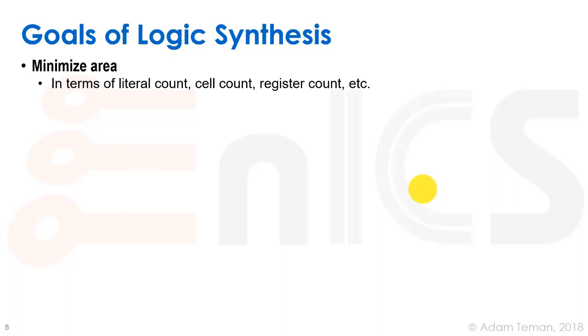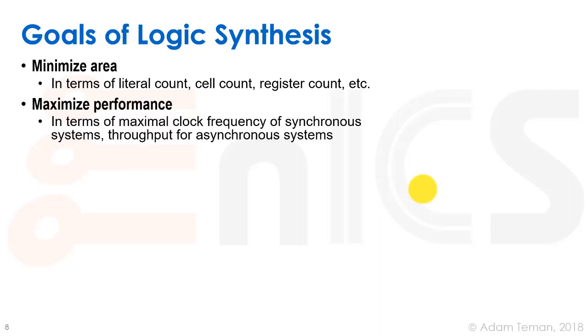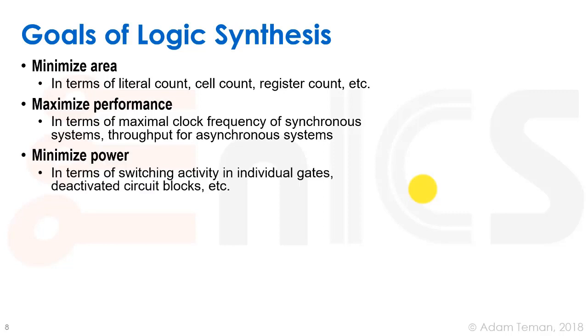So the first goal is to minimize the area. Area is in terms of literal count. We'll discuss that in part 2 of this lecture. There's also cell count, register count, all kinds of other metrics that we try to minimize. We are obviously trying to maximize performance, so we're going to try to get the maximum clock frequency, or at least make the clock frequency that was determined to us through the constraints that we'll learn about. We're going to try to minimize power. We're going to try to minimize the switching activity in individual gates, deactivated circuit blocks, etc.